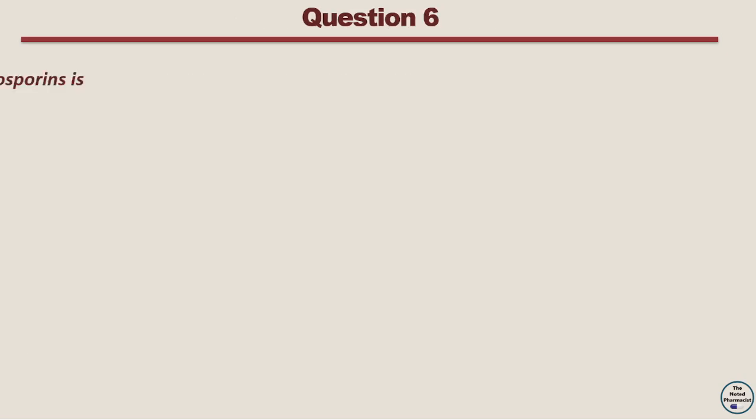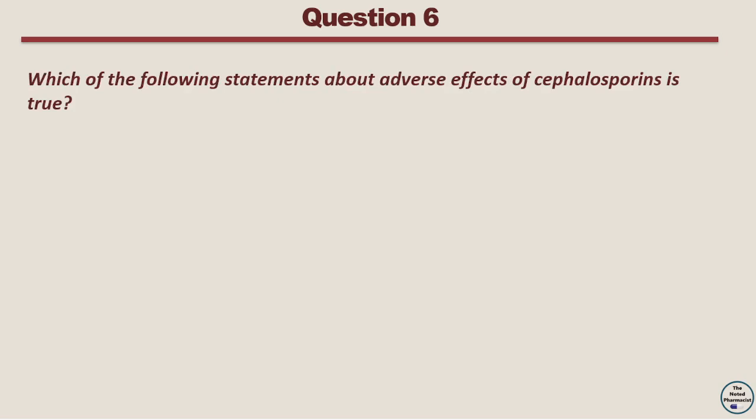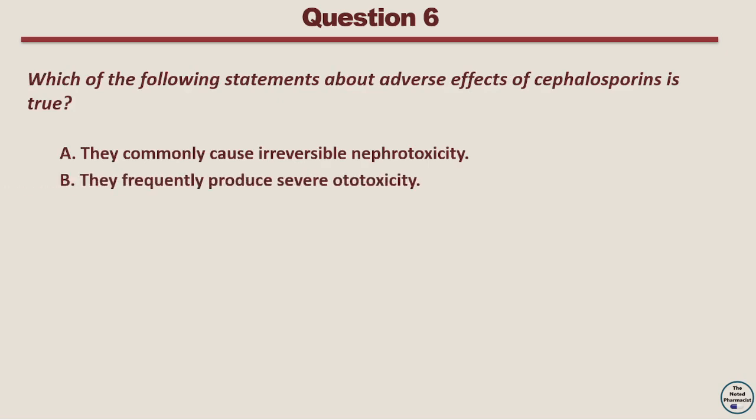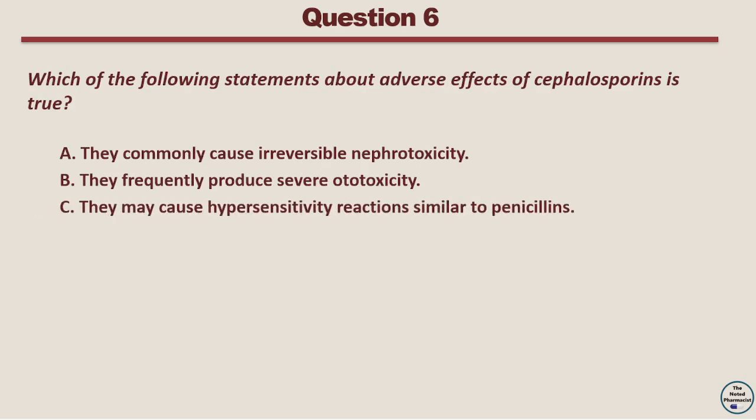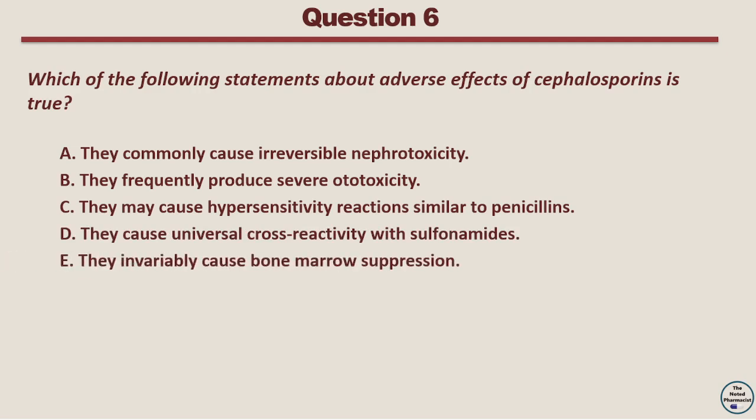Question 6. Which of the following statements about adverse effects of cephalosporins is true? Option A. Commonly cause irreversible nephrotoxicity. Option B. Frequently produce severe ototoxicity. Option C. May cause hypersensitivity similar to penicillins. Option D. Cause universal cross-reactivity with sulfonamides. Option E. Invariably cause bone marrow suppression.